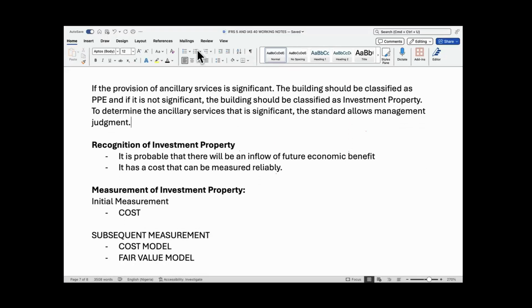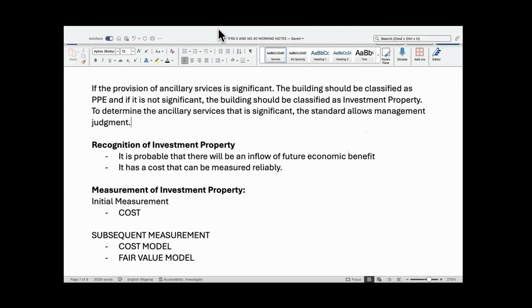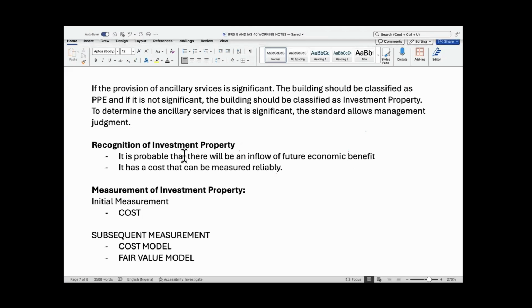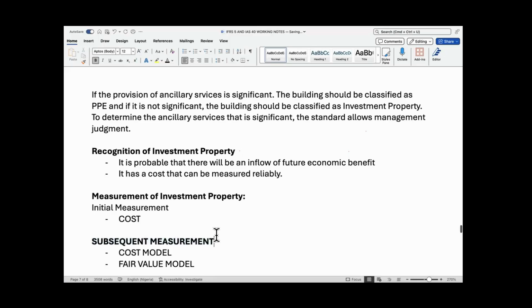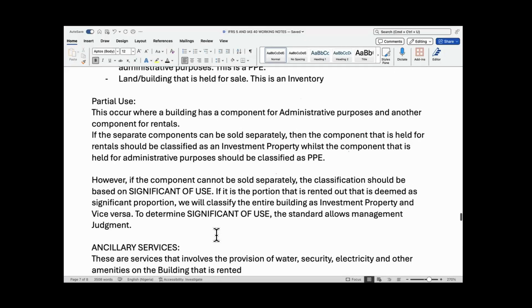So Ufoma, your hand has been up, so I think you can ask a question. Hello, sir. Hello, Ufoma. Yes, sir. How can you identify in a real life case that an investment property can either be sold separately or not? How can you identify that?